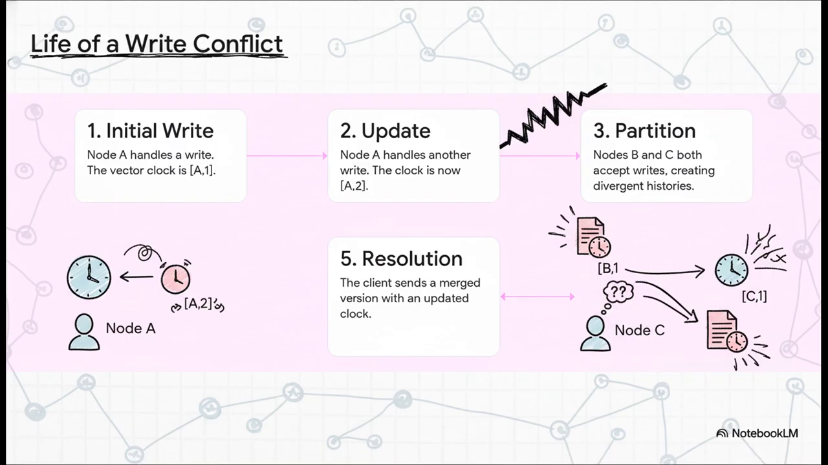When the network heals and a client tries to read that key, the system will see that neither clock is an ancestor of the other. It knows they are in conflict. And here's the crucial part. The database doesn't try to resolve it. It sends both conflicting versions back to the client and says, hey, you figure this out. The application is responsible for merging the data into a single correct version.